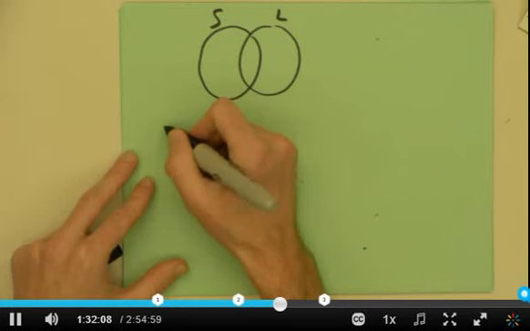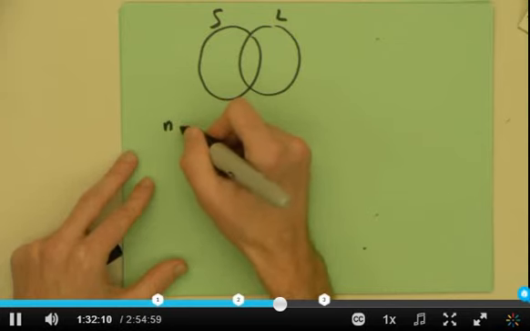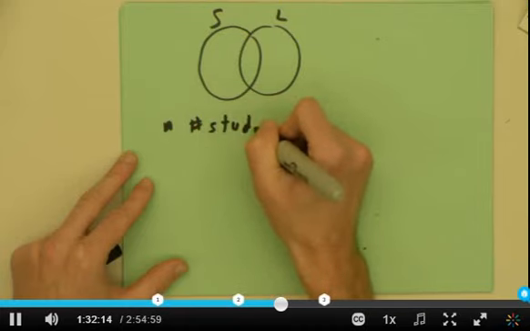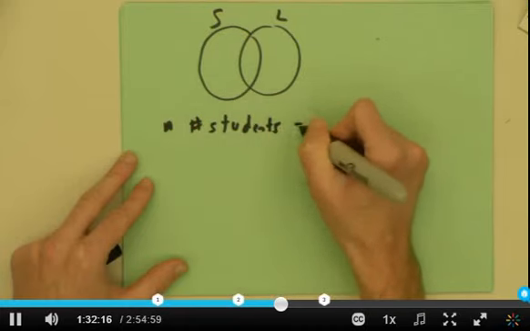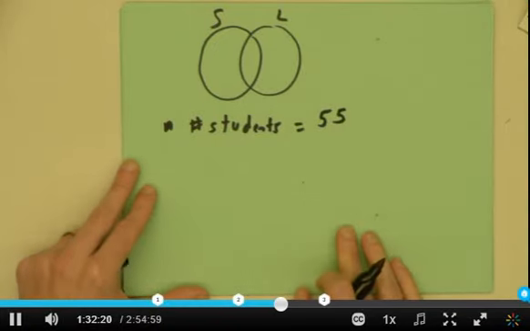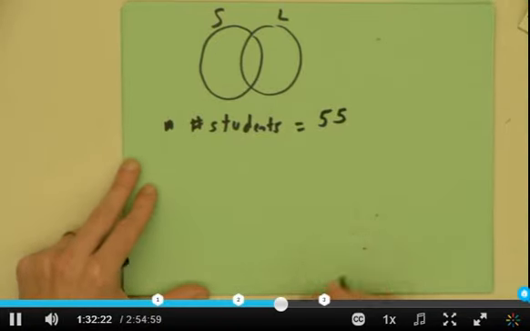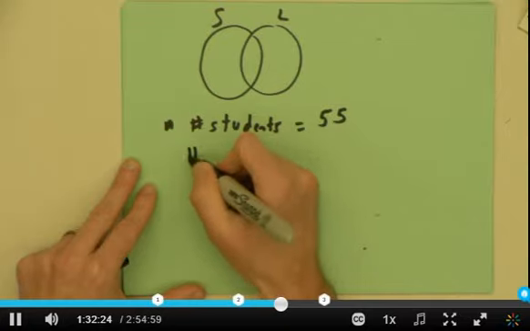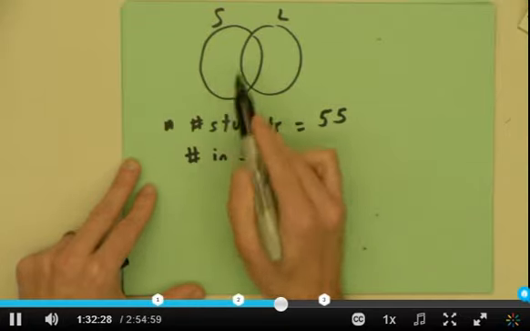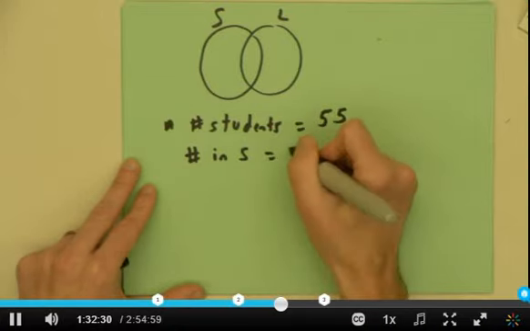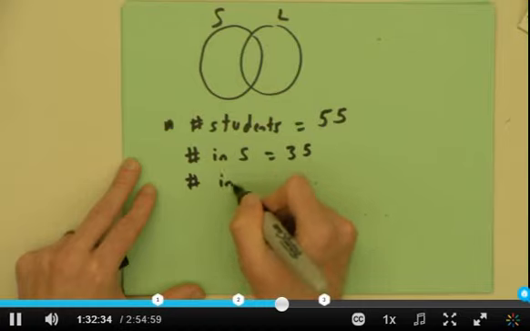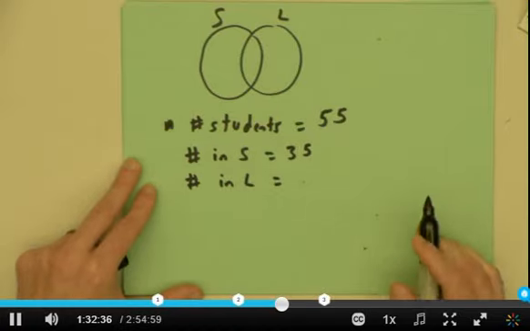I know that the number of students, put it this way, equals 55. I know that the number in S, that includes both of these pieces, is 35. And the number in L is 30.